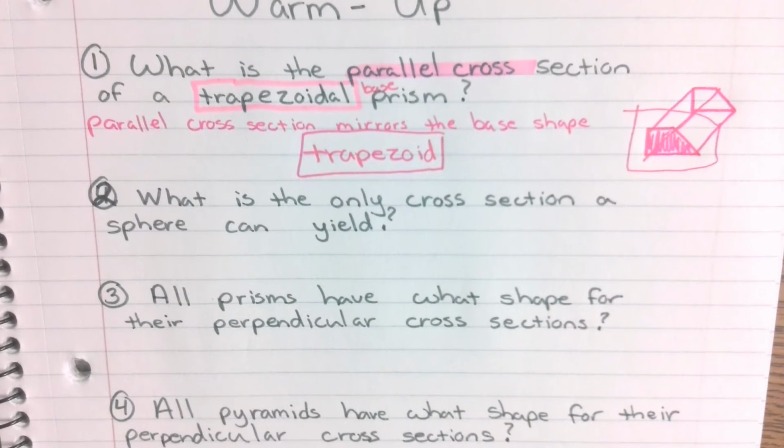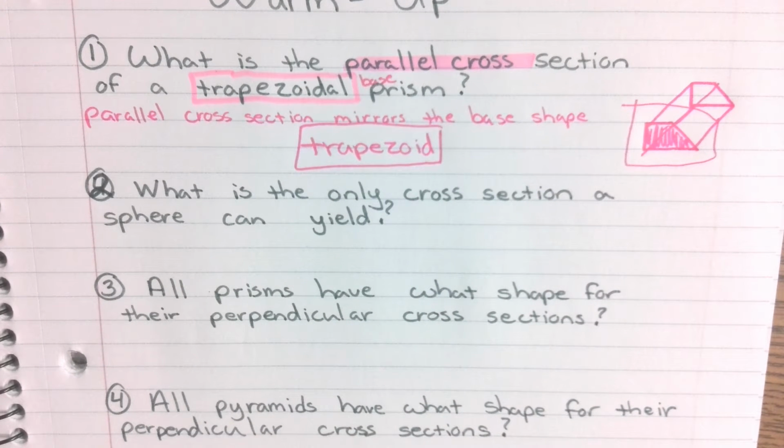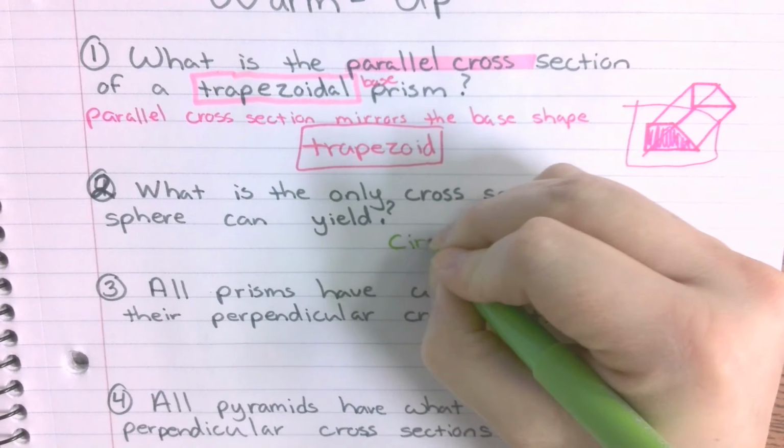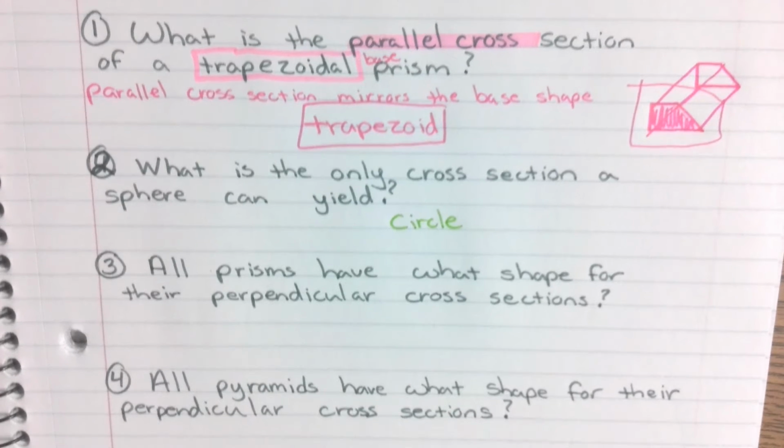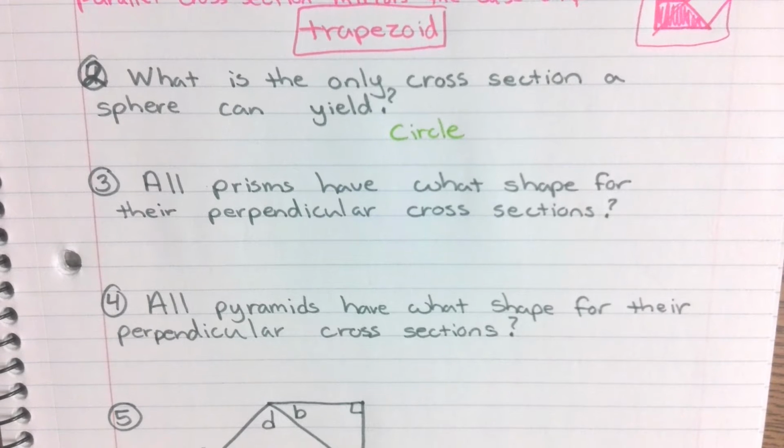Okay, let's take a look at problem number 2. What is the only cross-section a sphere can ever yield? Go ahead, everybody should be saying it. Circle. The only cross-section that a sphere can ever yield is a circle. It does not matter how you cut it. You will always get a circle. No matter how you cut the shape, a circle is the only one that you're going to be able to get from a sphere.